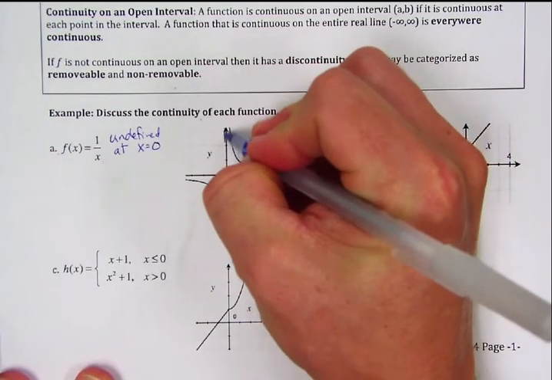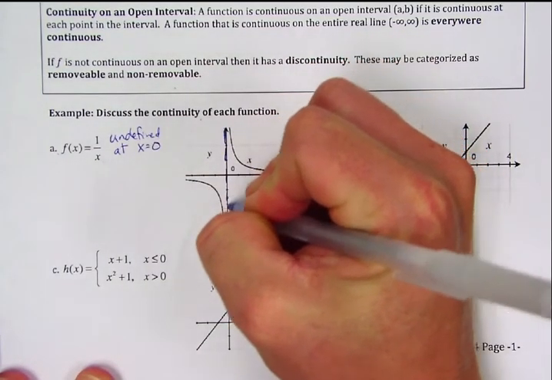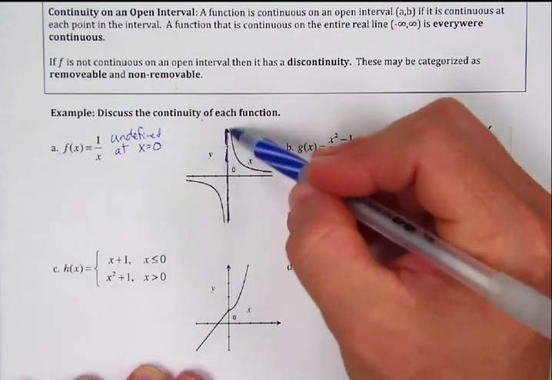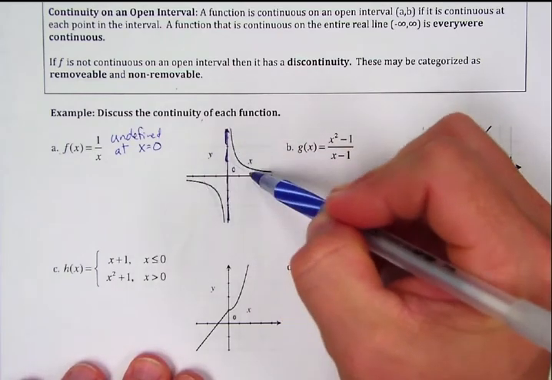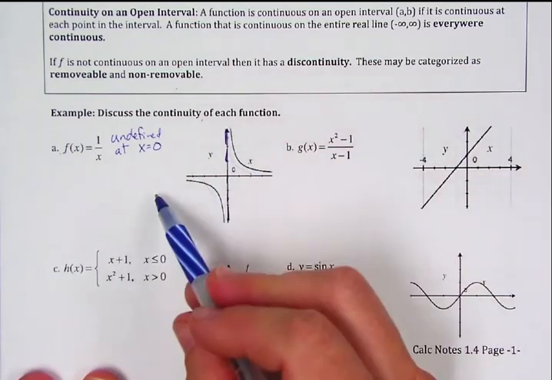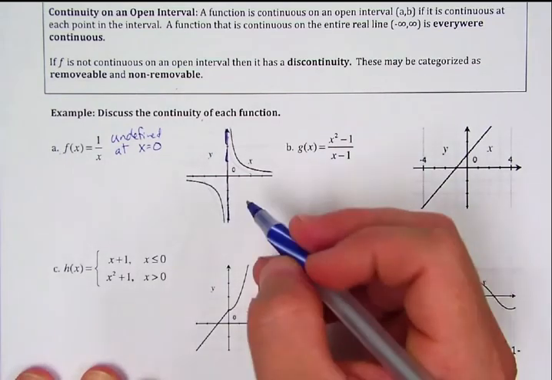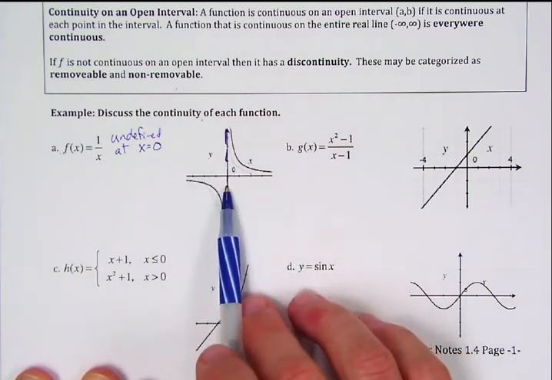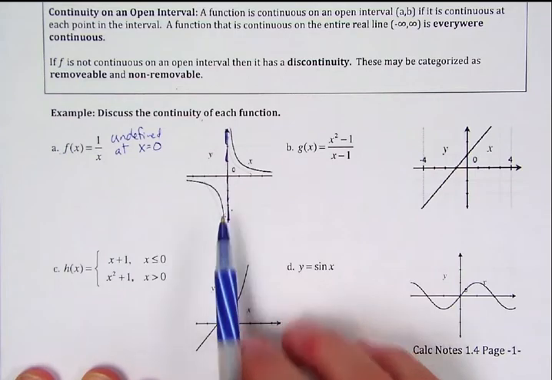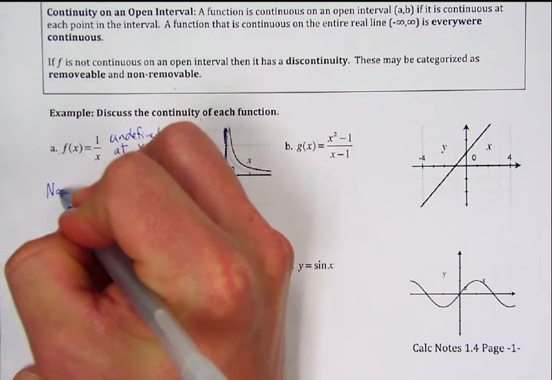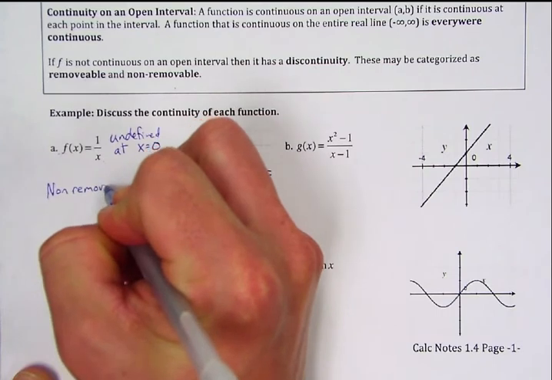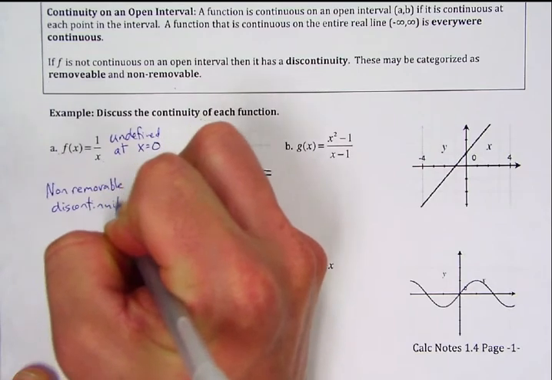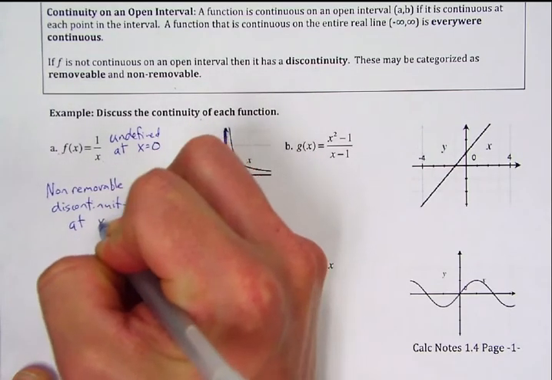We can also see here, we have a vertical asymptote right there. And so the value is going to be undefined, and the limit also doesn't exist. But it looks like everywhere else it's going to work. So we would describe the continuity. Is this a removable or non-removable? Well, in this case, this is a non-removable discontinuity at x equals 0.